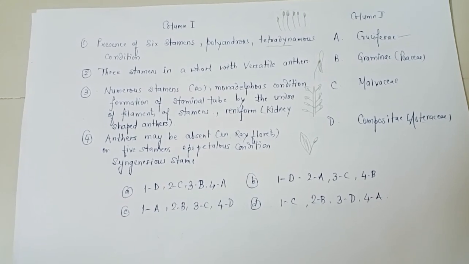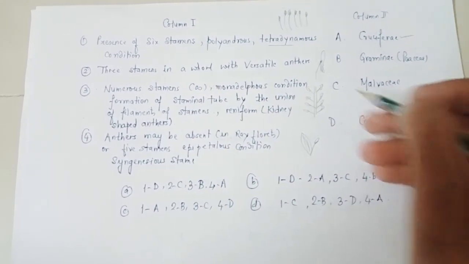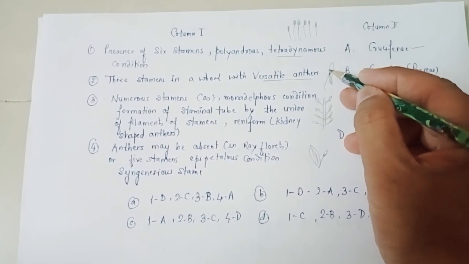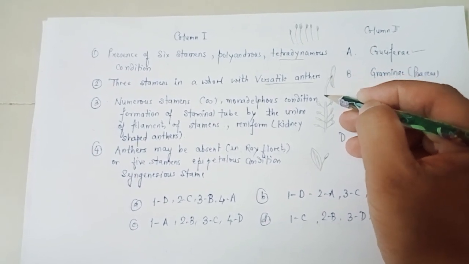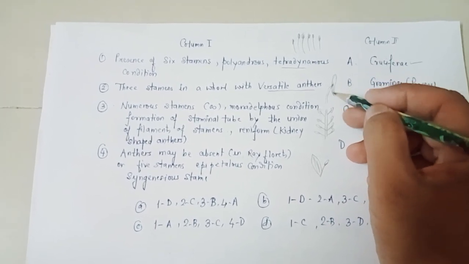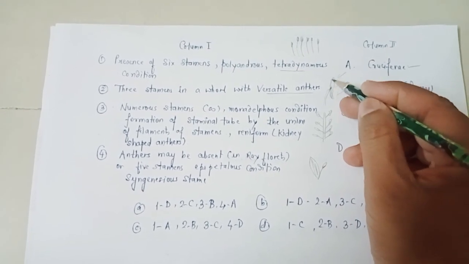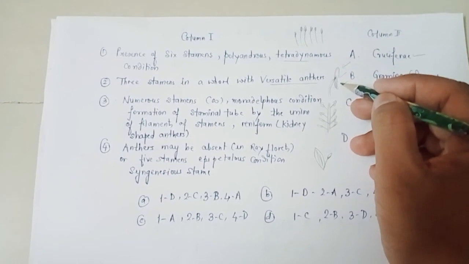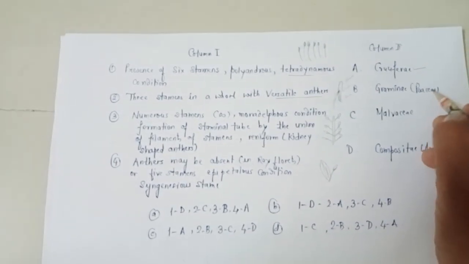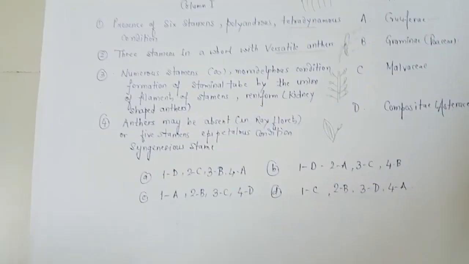3 stamens in a whorl with versatile anthers. Now the number of stamens is 3, and the most important hint given here is versatile anthers. Versatile means the anther is attached at the center to a filament, and as a result it can move freely. This is an adaptation for wind pollination, where because of the wind there is pollen dispersal, and this is exactly a characteristic feature in the grass family, or we call it Gramineae or Poaceae. So this match is also a correct match.